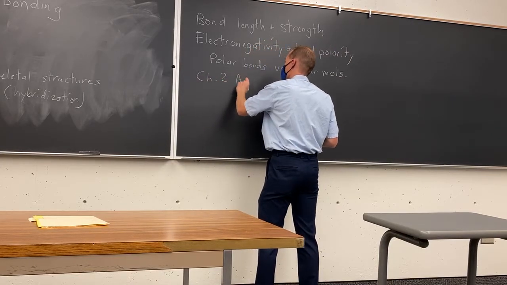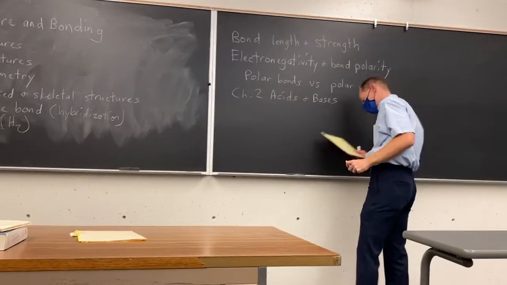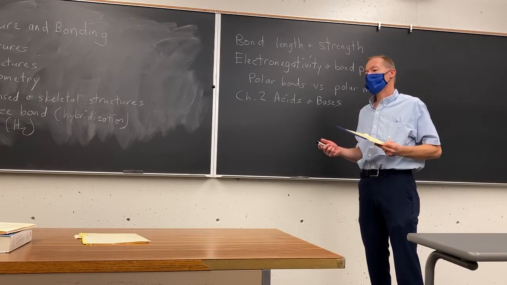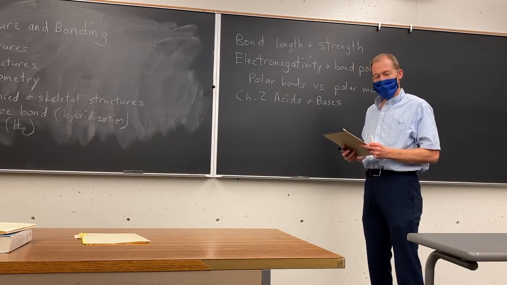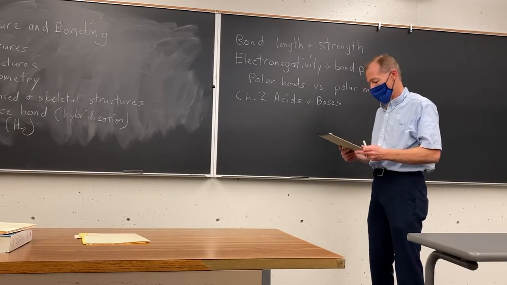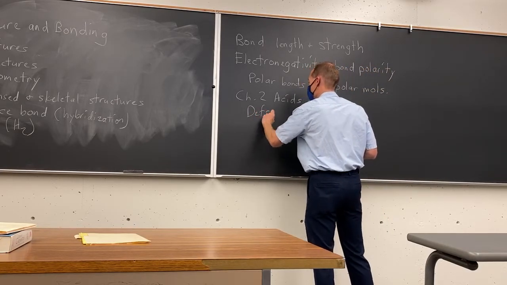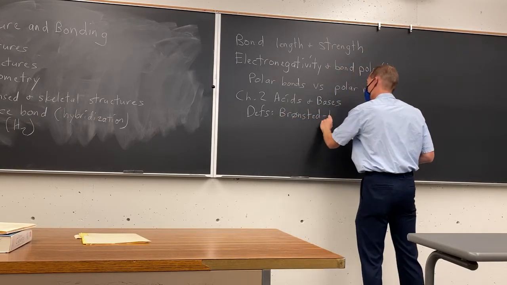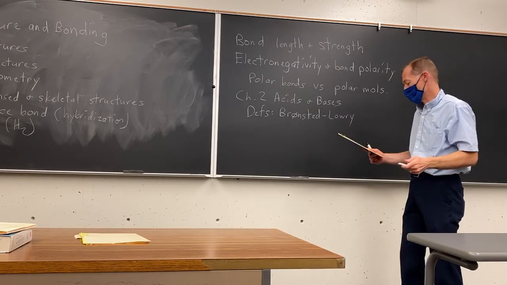So chapter 2, acids and bases. Another topic that you learned in general chemistry, but we learned it a little bit differently in organic chemistry, focusing more on qualitative issues as opposed to calculations or quantitative issues. So we started with our definitions. We've got the Bronsted-Lowry definition of acids and bases. That's the one we spent most of the time on in the chapter.